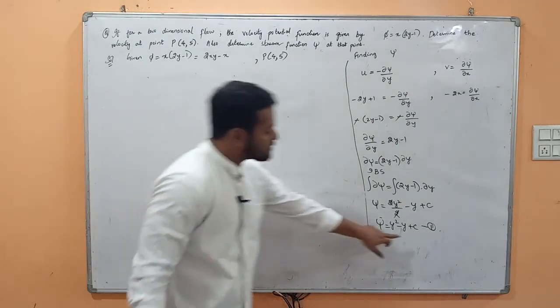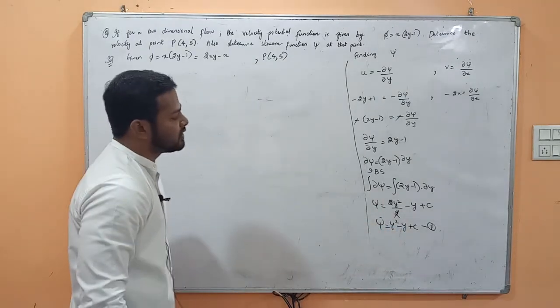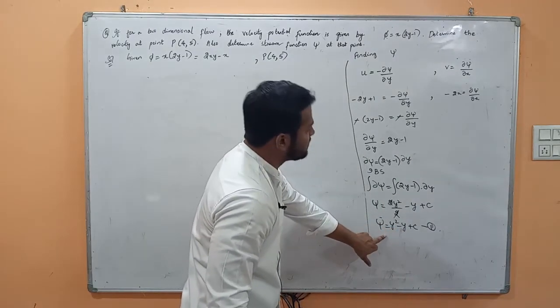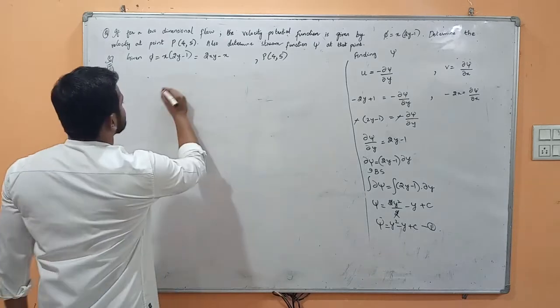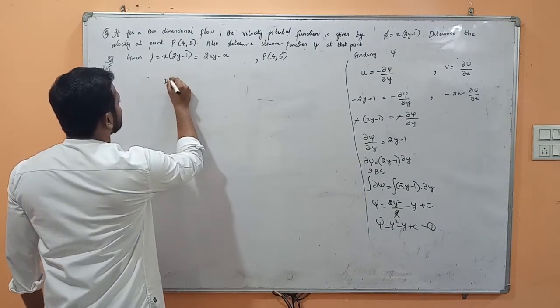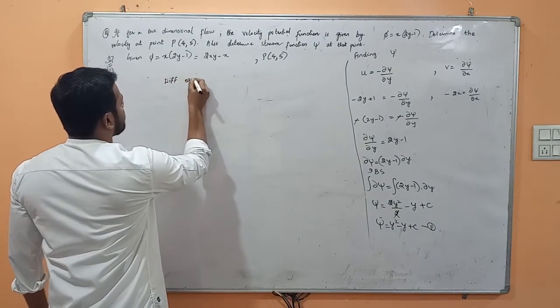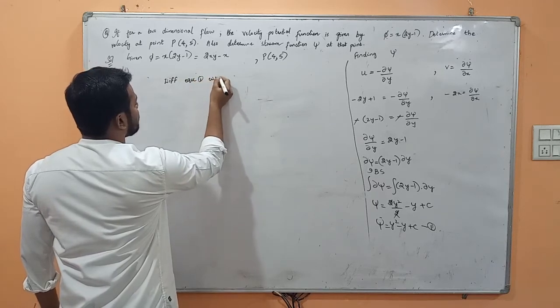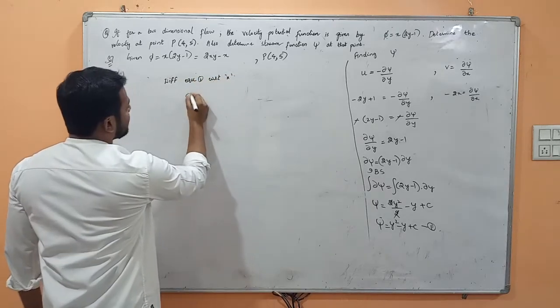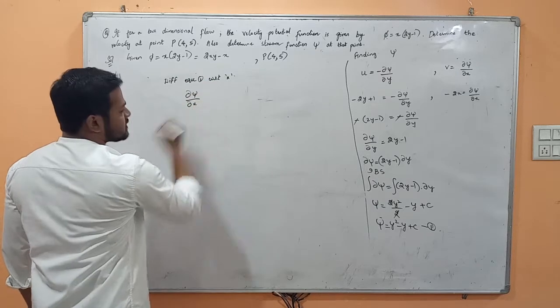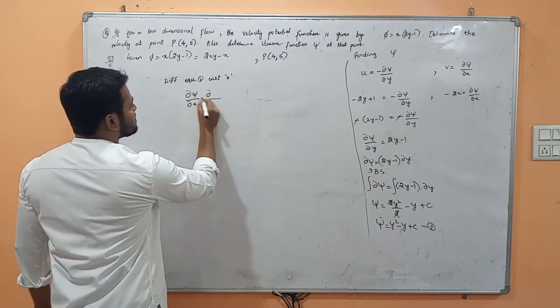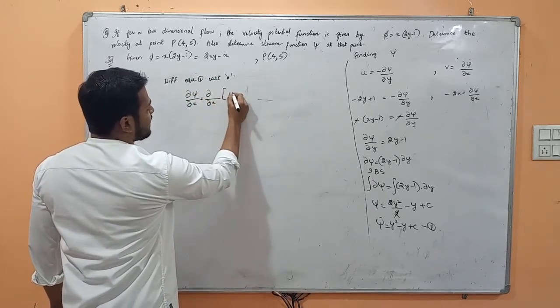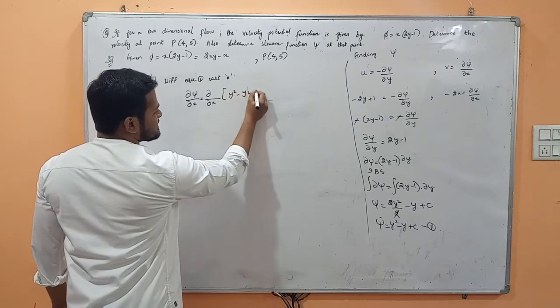In order to find out the constant of integration, I will be differentiating this equation with respect to x. So see what will happen. Differentiate equation 1 with respect to x. So what would I get? Dou psi by dou x is equal to dou by dou x of the right hand side, y square minus y plus c.